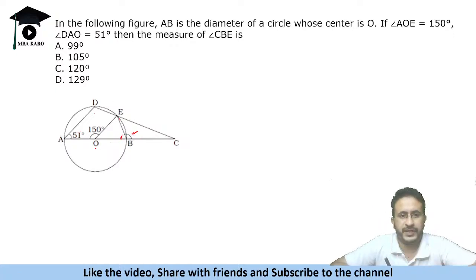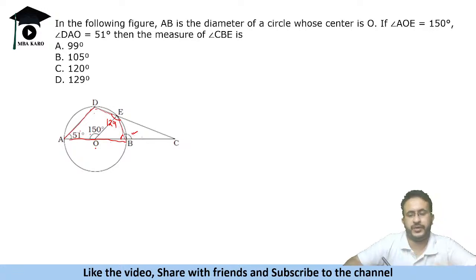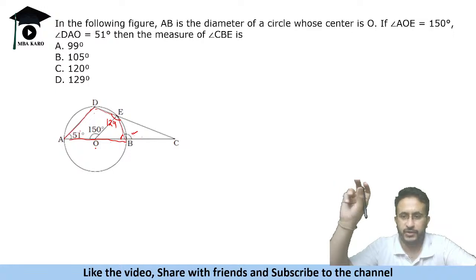Now we need to find this particular angle. So how do we go about finding the angle? So see this thing. This angle. Now if you look at this quadrilateral, this is a cyclic quadrilateral. Isn't it a cyclic quadrilateral? So if this is 51, this complete angle is going to be 129, right? DEB is going to be 129 because opposite angles add to 180 degree.